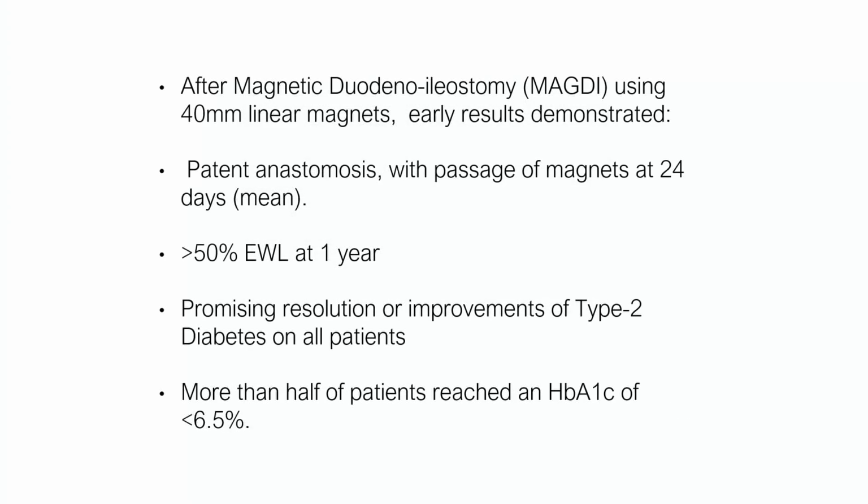by combined endoscopy laparoscopy. So patent anastomosis, more than 50% excess weight loss at 1 year. It's promising for type 2 diabetes, but we're early in our results, and more than half of our patients have reached a hemoglobin A1C less than 6.5.